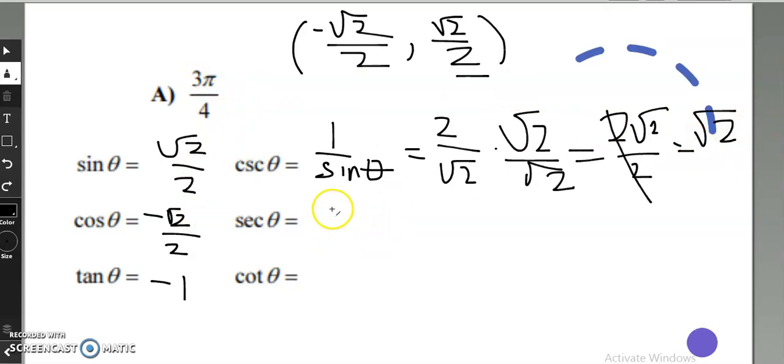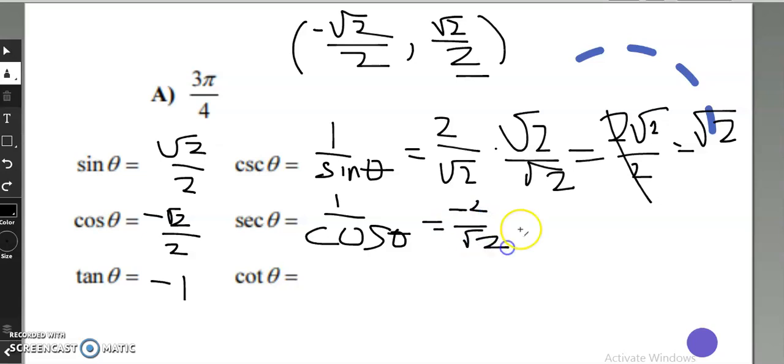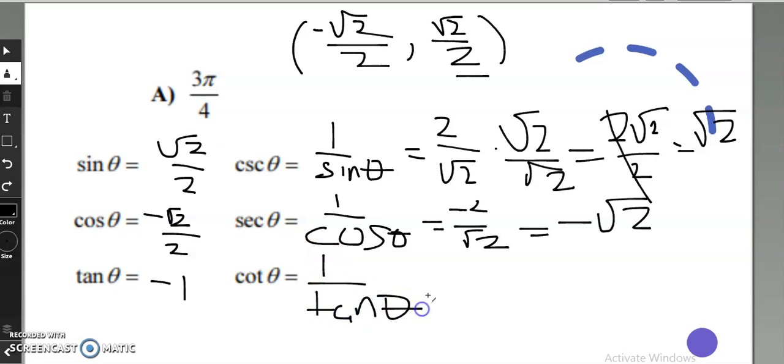Secant is the exact same. Well, it's not the exact same thing. It's actually 1 over cosine. But I said it's the exact same thing because my coordinates are the same except one is positive and one is negative. So it's just going to be negative 2 over root 2. And so instead I'm going to get negative root 2. Same fashion for cotangent. Cotangent is 1 over tangent. Well, 1 over negative 1 is just still plain old negative 1. All right, let's go to the next one.